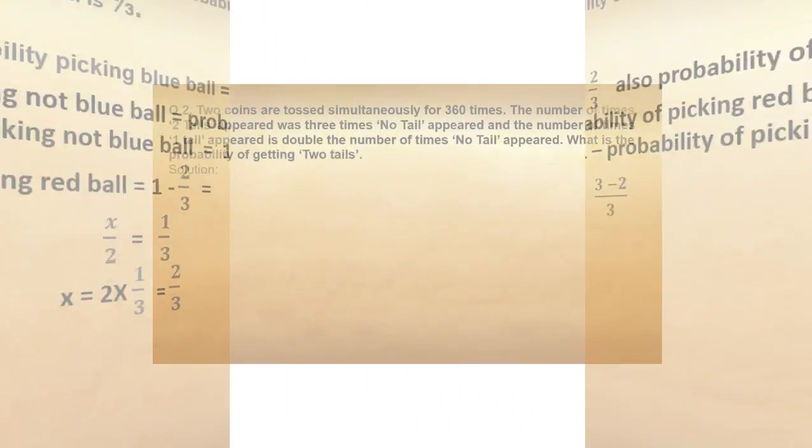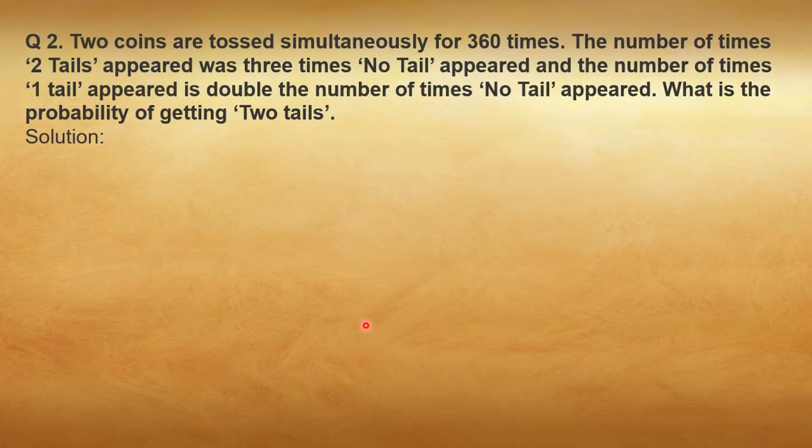Let's take another problem. 2 coins are tossed simultaneously 360 times. The number of times 2 tails appeared was 3 times the number of times no tail appeared, and the number of times 1 tail appeared is double the number of times no tail appeared. What is the probability of getting 2 tails?